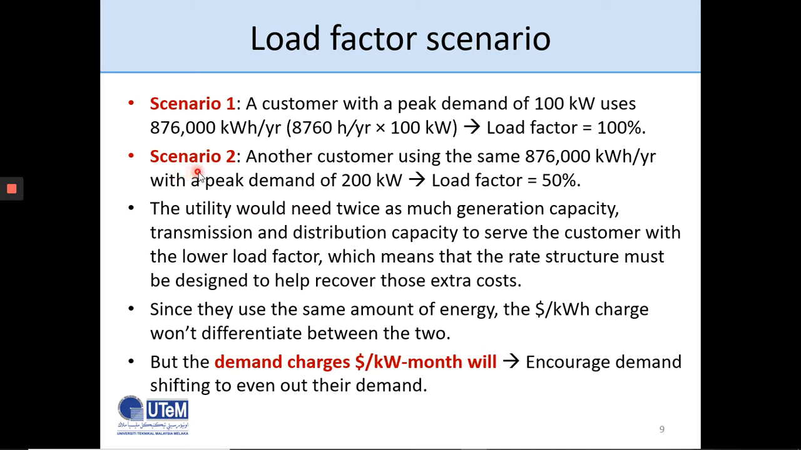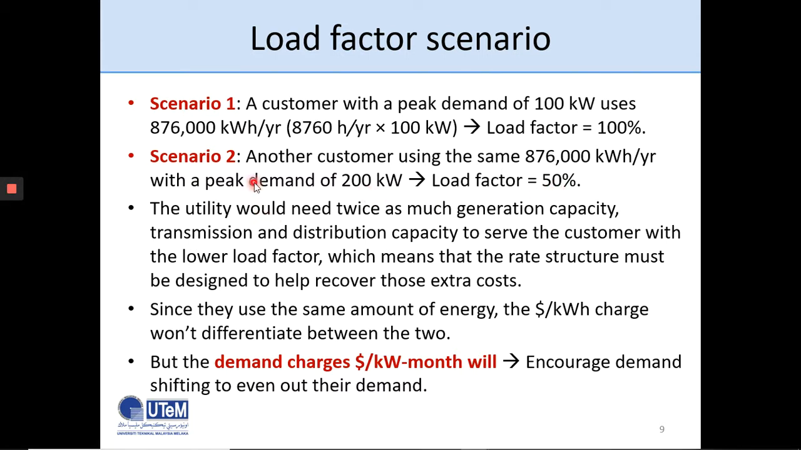Okay, then we have scenario two, another customer. It also uses a total energy of 876,000 kilowatt hour per year. That means it used 100 kilowatt on average for 8,760 hours per year. But it has a peak demand of 200 kilowatt. So when we divide, we have a load factor of 50%, right? So the average is still 100, but the peak is 200. So 100 divided by 200, we get 50%.